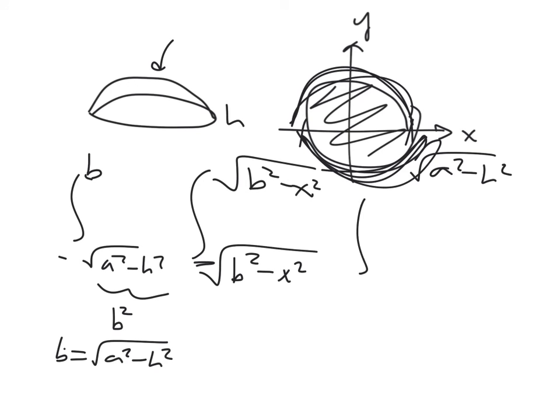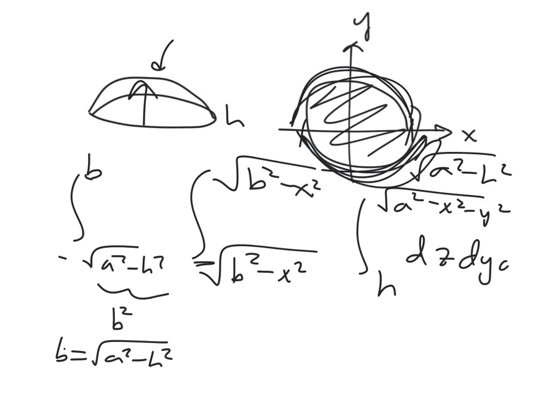And then we're going from h up to the sphere, and the sphere is a squared minus x squared minus y squared, just as before, and then this is dz, dy, dx. So this integral gets subtracted from, so negative of this integral gets added to 2/3 pi a cubed to give us the volume of the water in the tank.